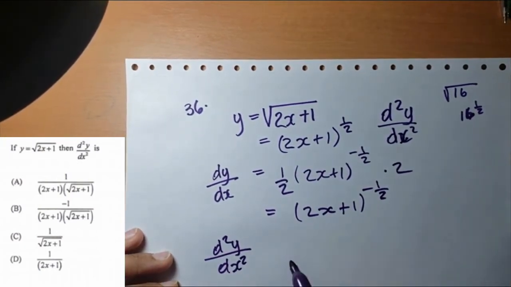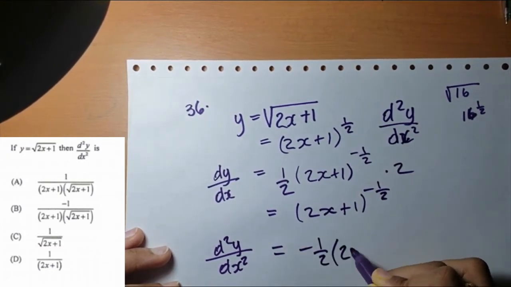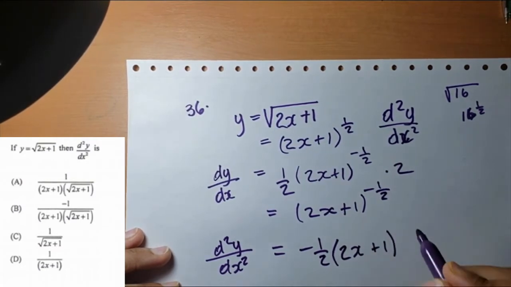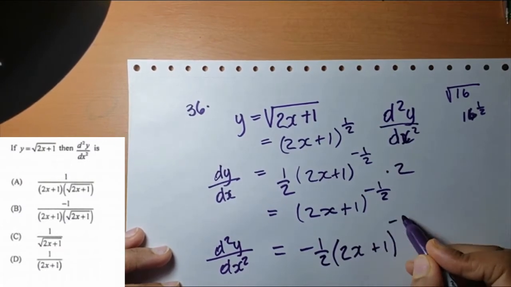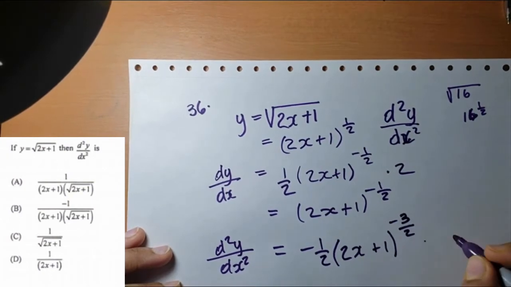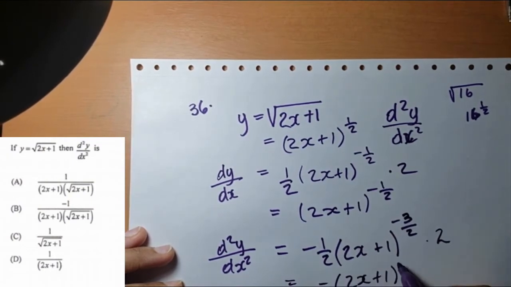Same programming. We're going to take down the half, treat this like a something, and subtract 1 one more time. So basically we're subtracting 2 over 2, so that's going to be negative 3 over 2. And then we multiply by the derivative of what is on the inside. So now we're left with negative, open bracket, 2x plus 1 to the negative 3 over 2. Everybody on the same page?